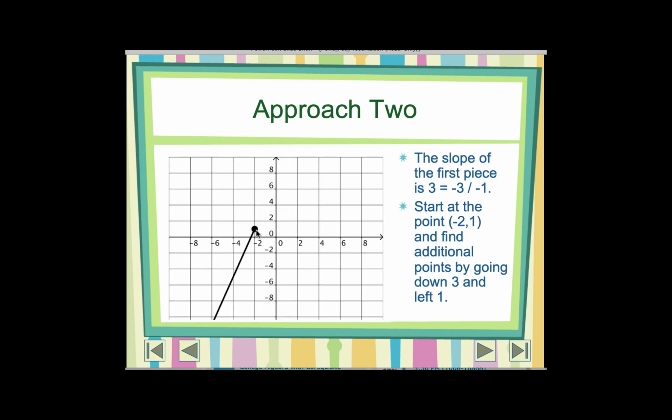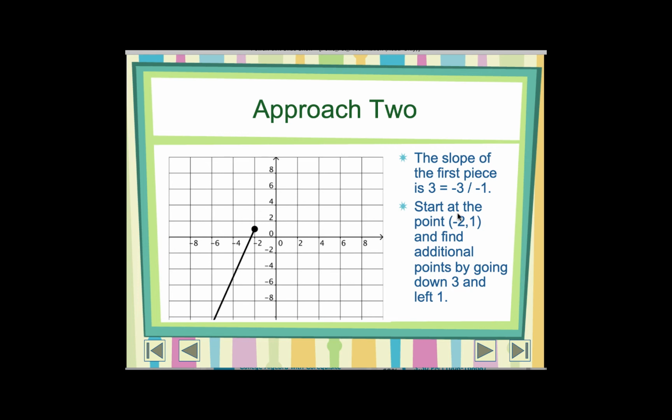The slope of our line is positive 3, but I want to go to the left. So it's helpful for me to have a negative 1 on the bottom because that means left 1. And I then need a negative 3 on the top because 2 negatives divided gives me a positive. If I go down 3 and left 1, that gives me another point on the graph.